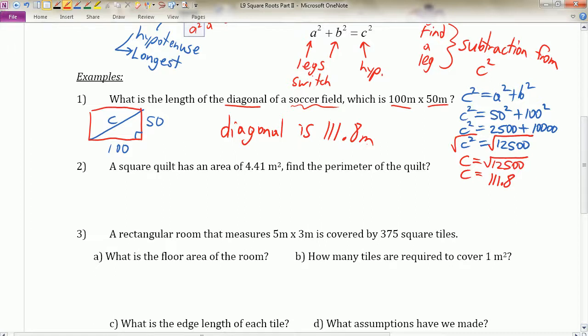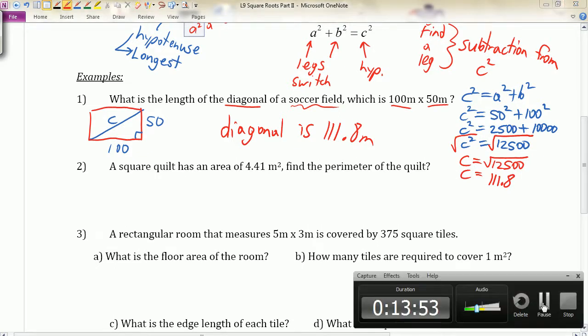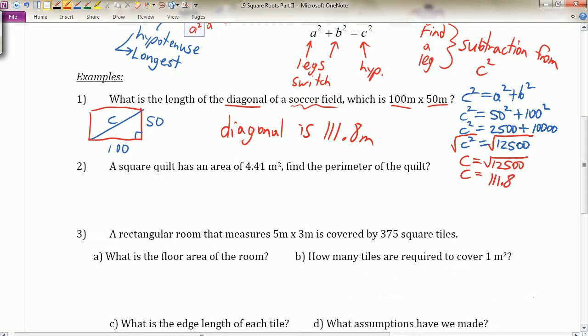Okay, read question number 2. Once you get that written down, underline the important stuff. Go. Okay, so square, area, perimeter. You have a square, not a rectangle, which is 4.41. So the formula is A equals S squared. You know the area is 4.41, so substitute in for the letter A. And that equals S squared. Not the number 5, but the letter S.